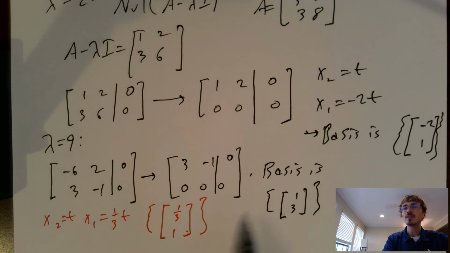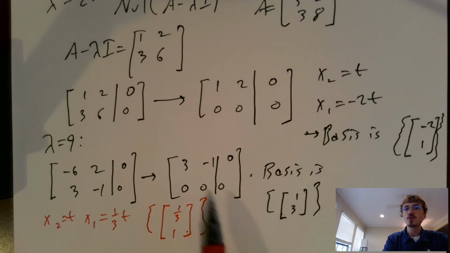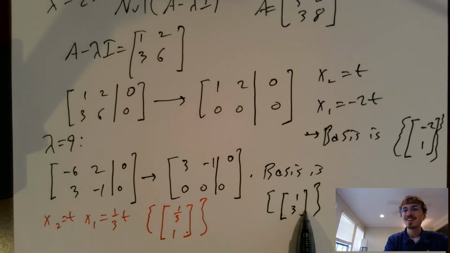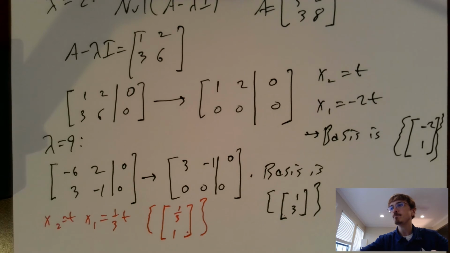But remember, basis vectors are not unique. So this is totally a basis, and this is totally a basis. Why? Because if I scale this by a constant 3, it's still going to span this solution set. Yeah? Cool.